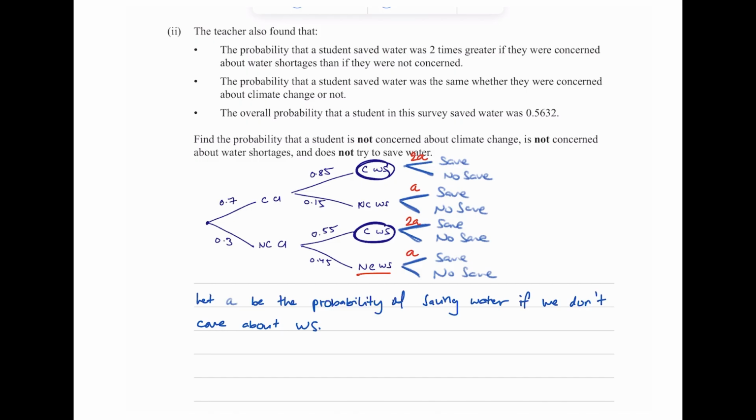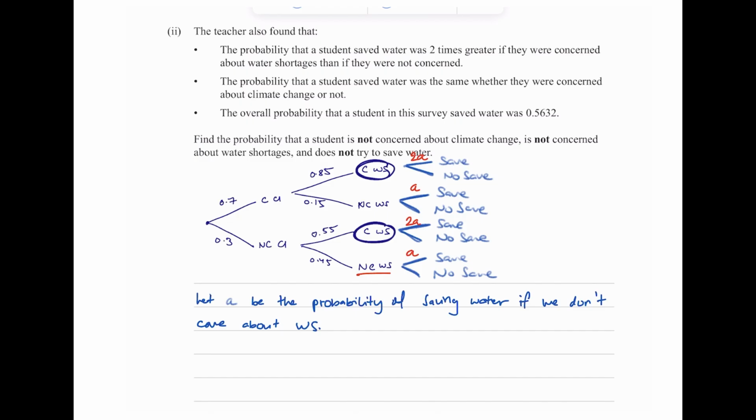It's 2 times greater if we're concerned about water shortages than if we're not concerned, right? So if a is the probability of us saving water and we don't care about water shortages, then it's going to be twice that probability if we are concerned about water shortages. So we look down the branches. If we care, it's 2a. If we don't care, it's a for saving only, okay?